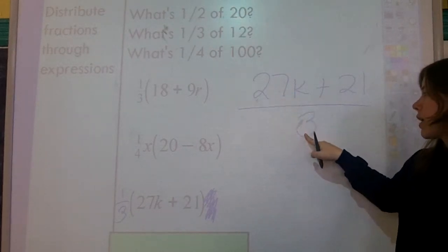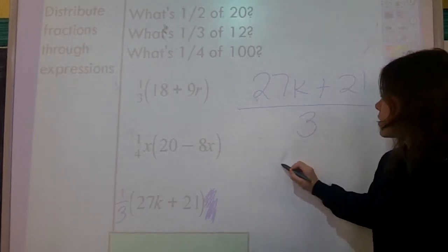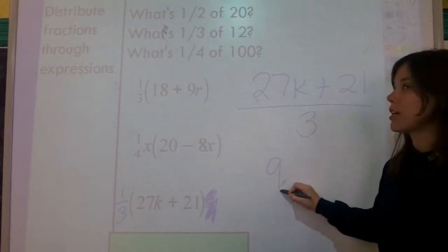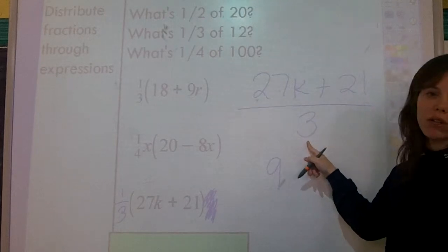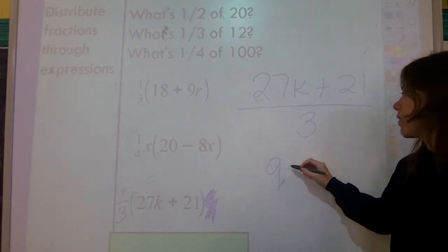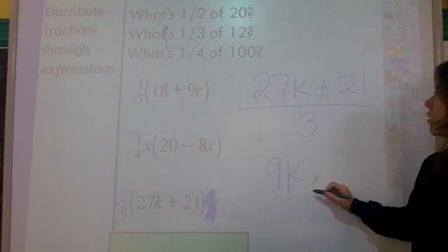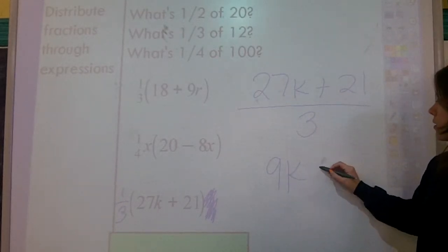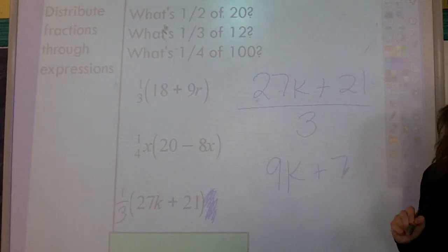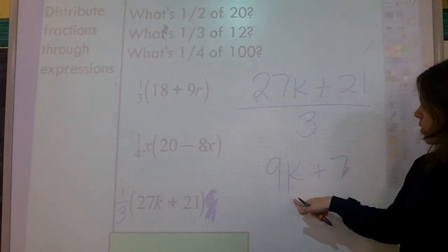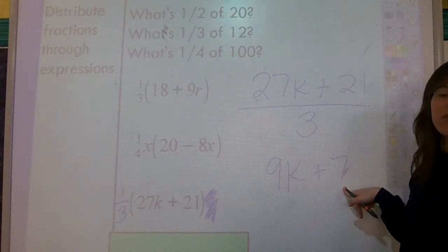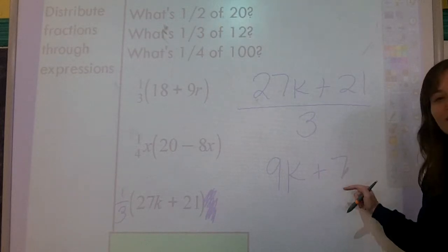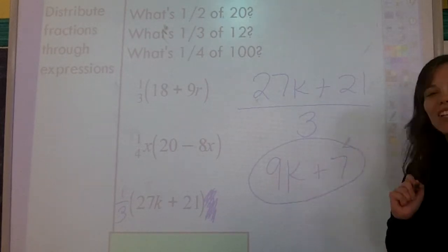27 divided by 3 is 9. Let me check that in my head for a second. 27 divided by 3 is 9. So 27k divided by 3 is 9k. I have positive 21 divided by 3. So that's positive 7. This is a variable. This is a constant. These are different terms and they can't be combined. So we're finished. Your turn to practice.